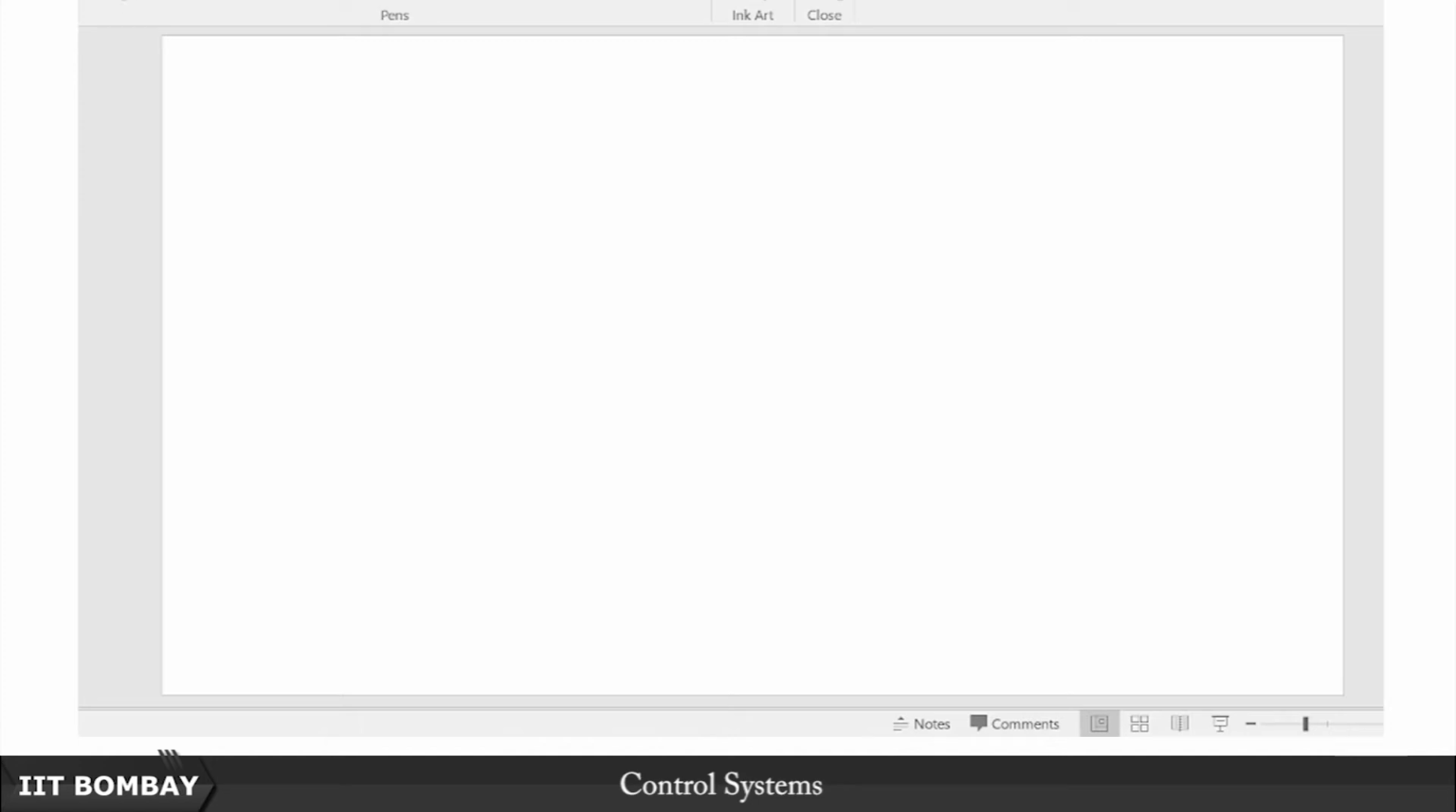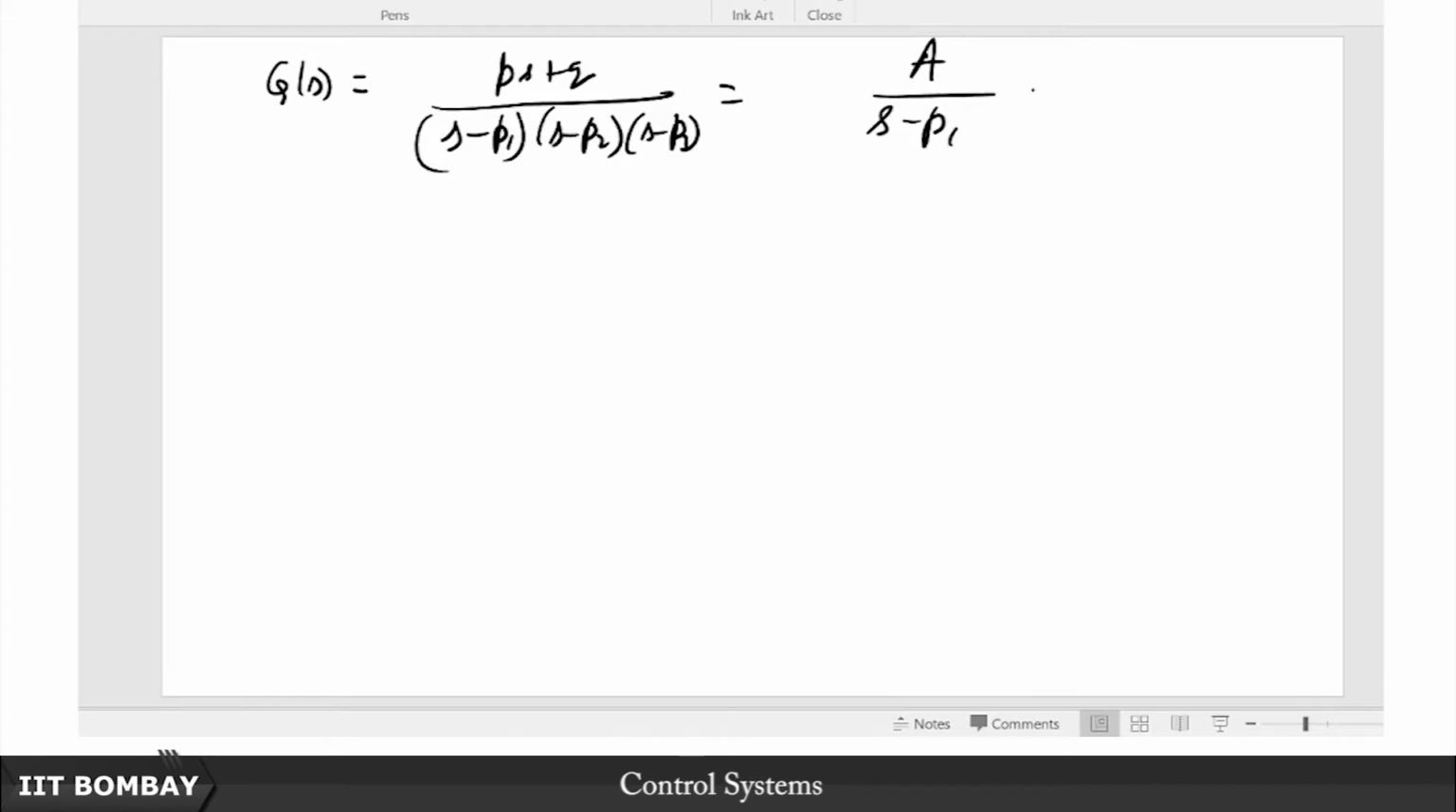So for instance, when you have G(s) equal to (ps plus q) over (s minus p1)(s minus p2)(s minus p3), we just want to write this as A by (s minus p1) plus B by (s minus p2) plus C by (s minus p3). Then we multiply both sides by the common denominator and equate the coefficients of s cubed, s squared and s. We come up with the values of A, B and C in terms of p, q, p1, p2, p3, and so on.